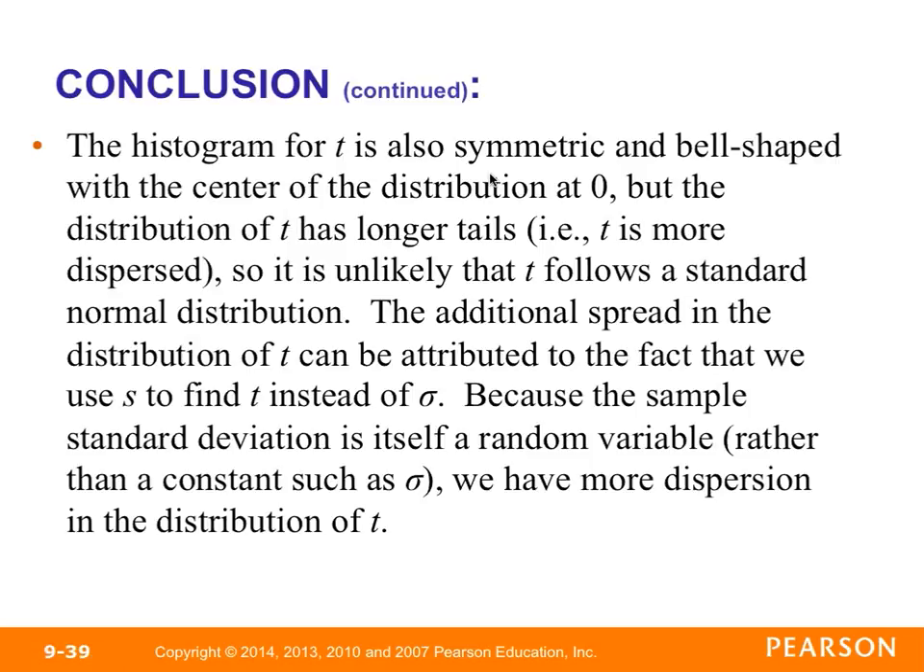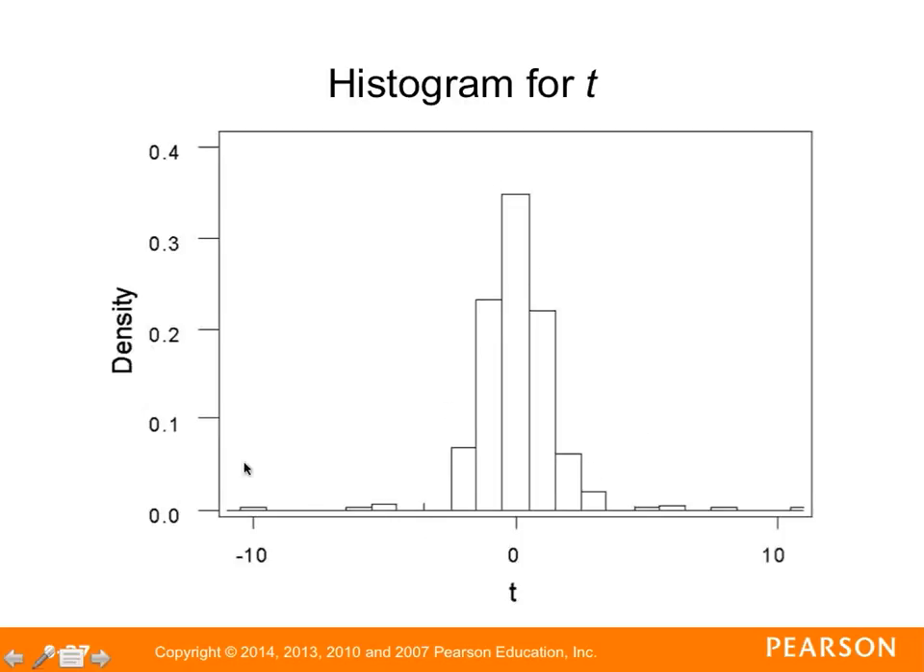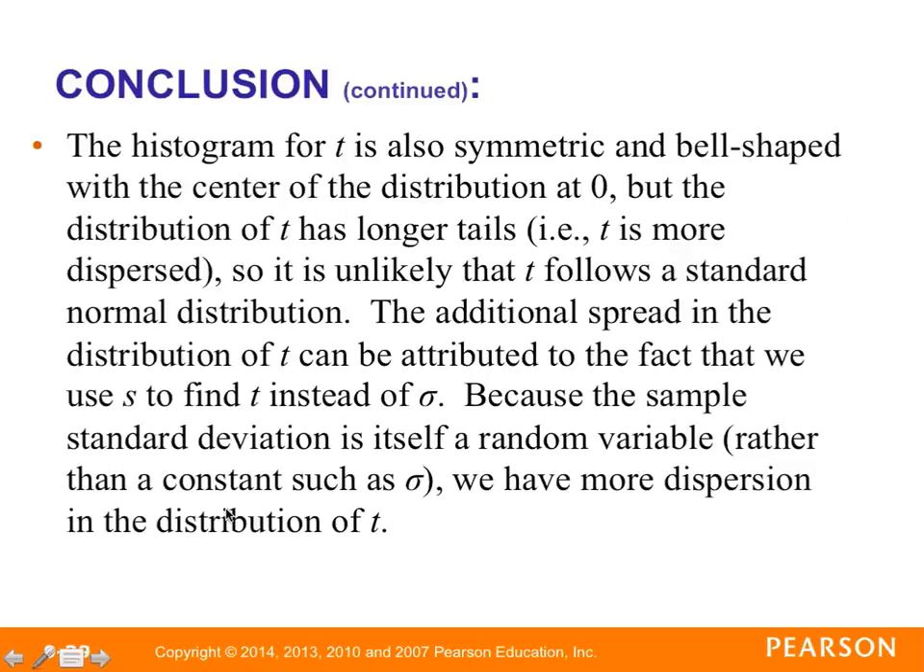But if you look back at the tails, these tails are much, much longer. We have bars that are all the way out at -10. So t is basically just more dispersed, and it's unlikely that t follows a standard normal distribution. The additional spread in the distribution of t is attributed to the fact that we use s to find t instead of sigma. Because the sample standard deviation is itself a random variable rather than some constant, we have more dispersion in the distribution of t.